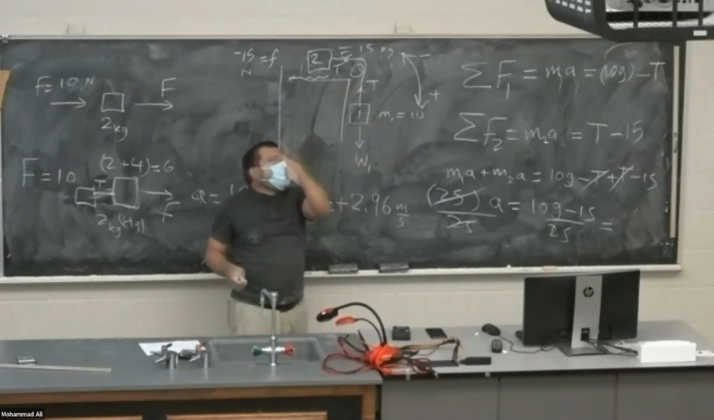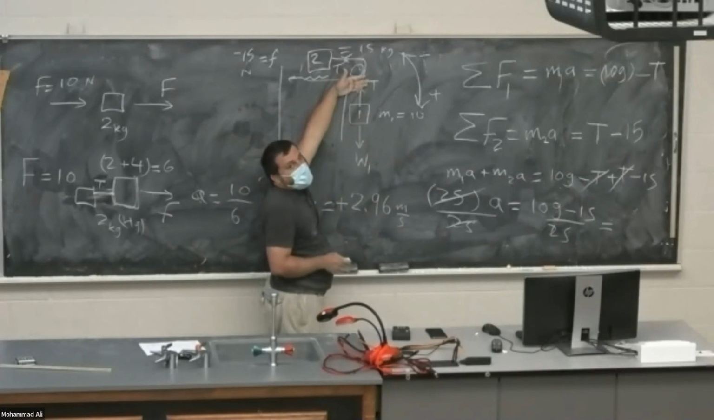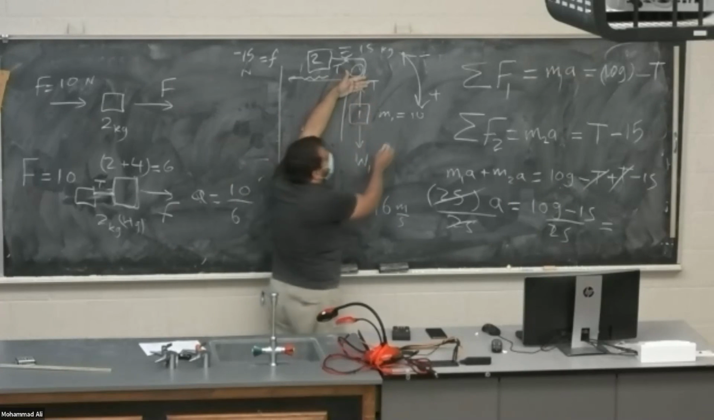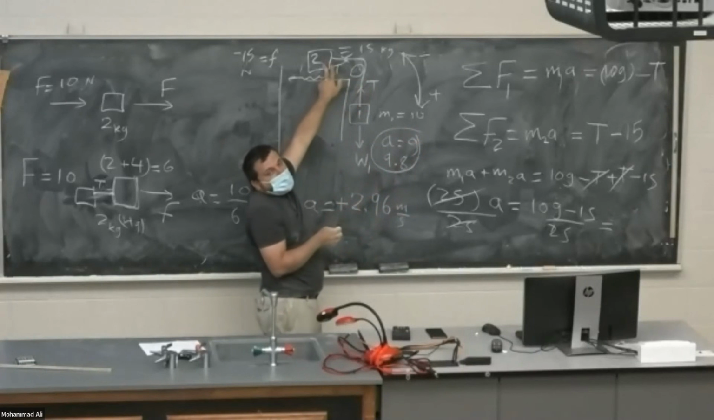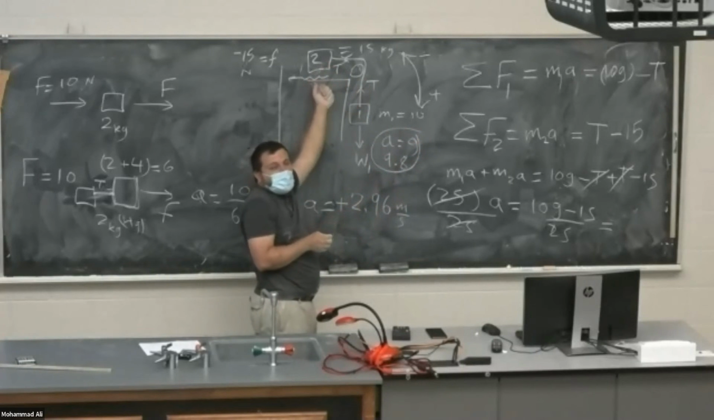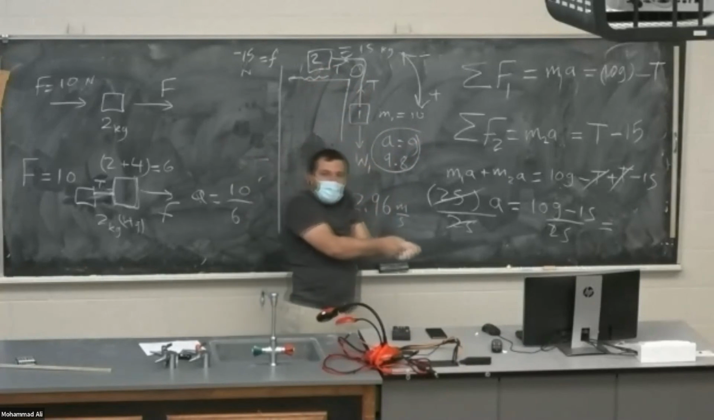But if it is just one object, if it is just the mass M1, it will fall downward by A equal to G, which is 9.8. But we have another object with it, with a frictional force. Because of that, the falling will be slowly, more slowly.